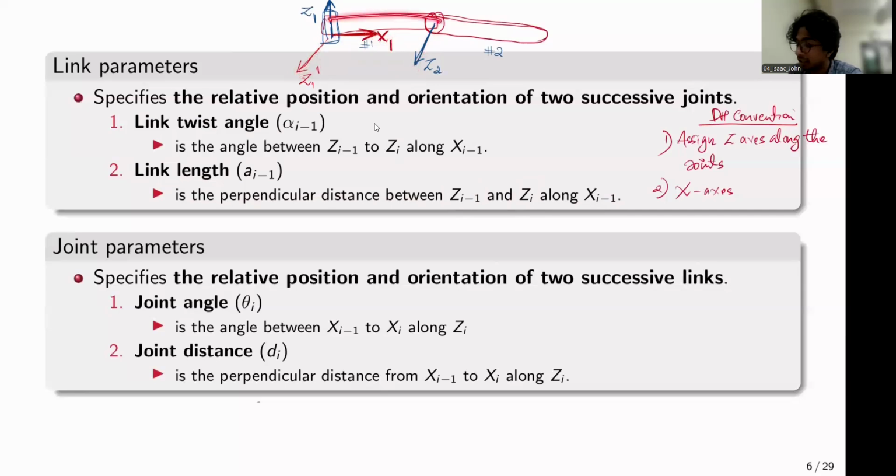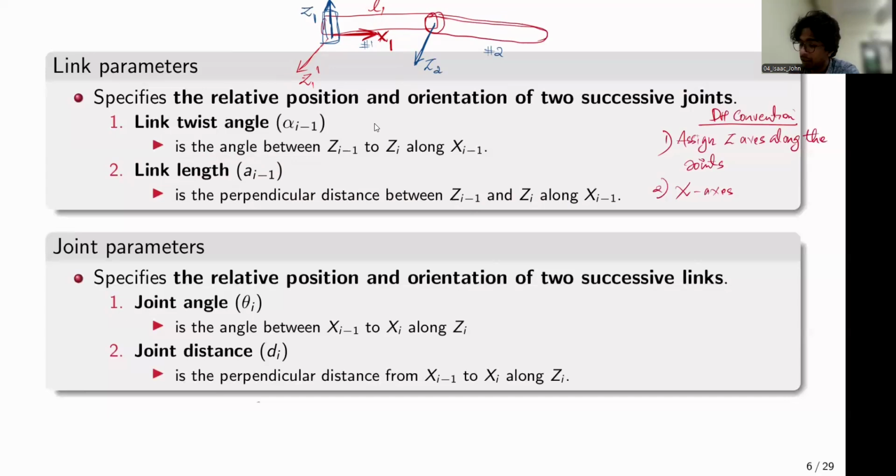So if this is a rigid link and if the length of this rigid link is L1, right? That is essentially the link length of the mechanism. The perpendicular distance between Z1 and Z2 along X1 is given by the link length L1. So that is the second parameter, basically, what we call the link length.